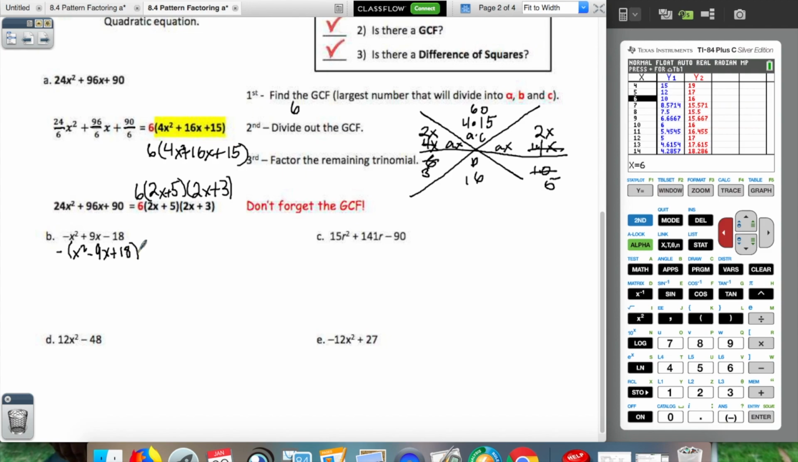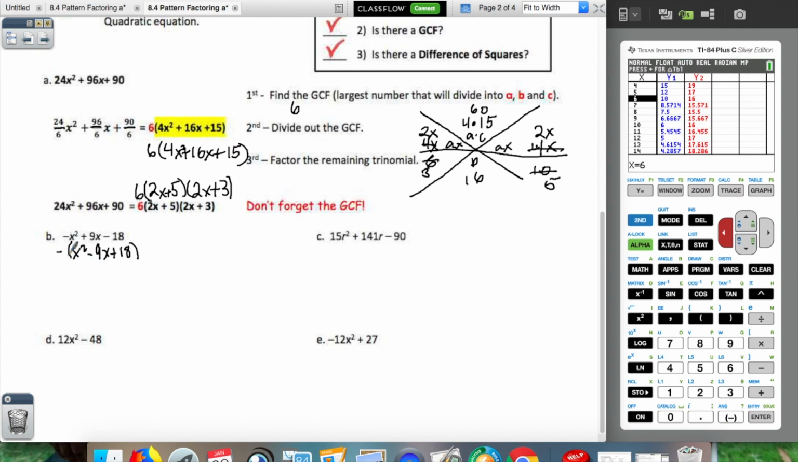Now let's see if we have some of our patterns. So first of all, is this going to be a difference of squares? Well, no, it's not going to be a difference of squares because we have how many terms? 3. Now, could it be a perfect square trinomial? I don't know. Let's check it out.